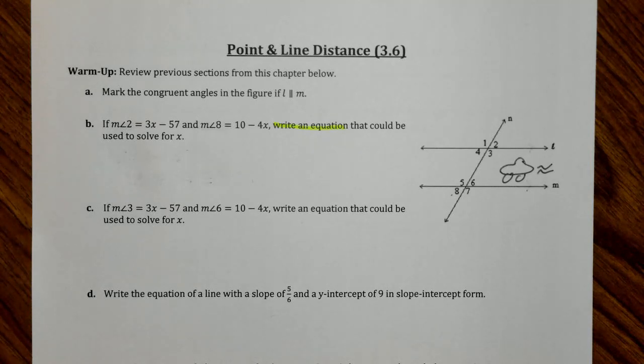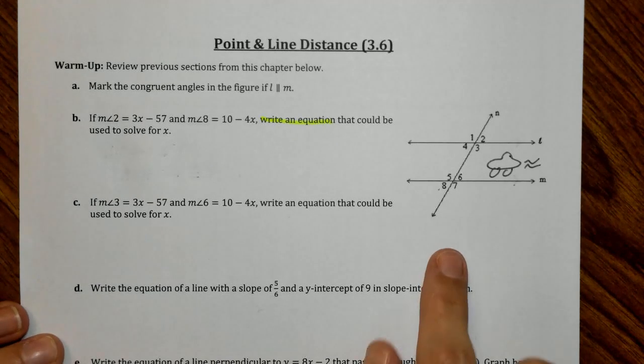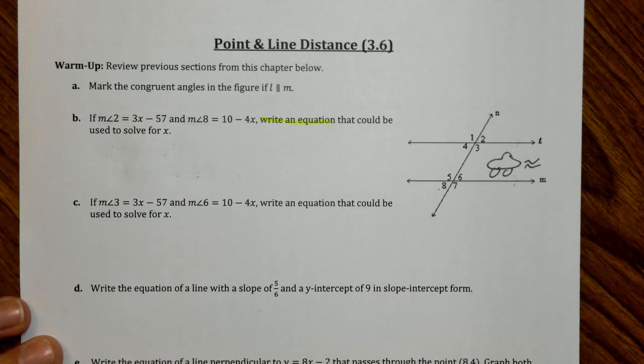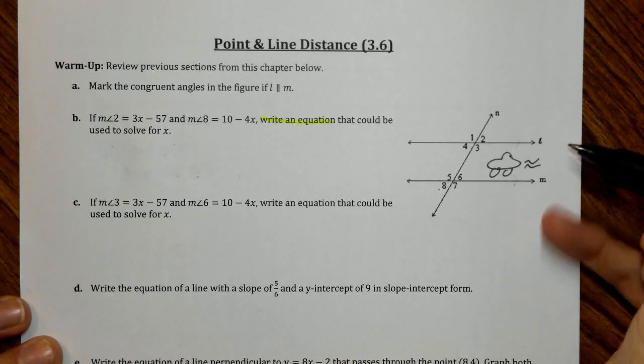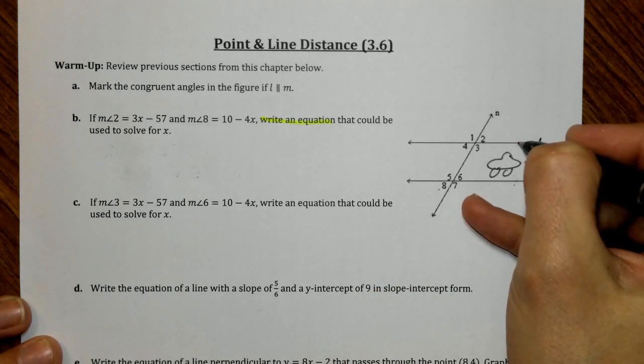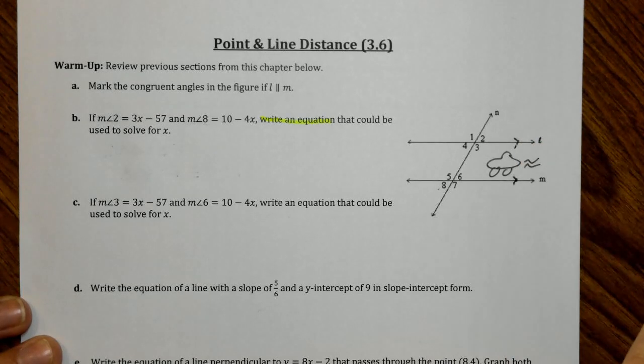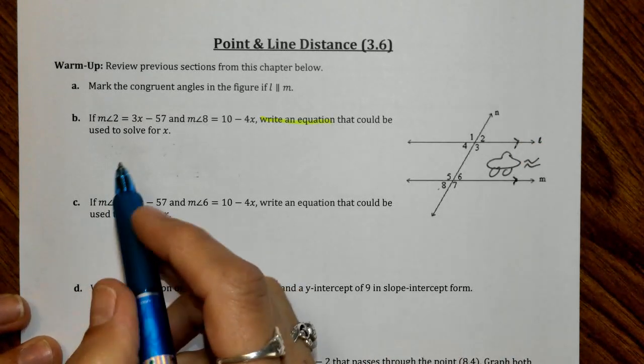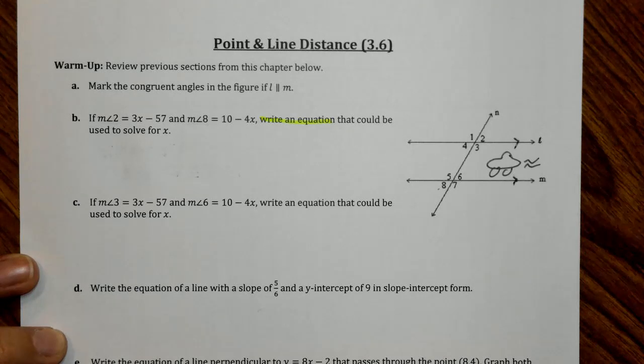Okay, the first thing we're going to do, for this warm-up on this diagram, is mark the congruent angles, assuming that line L is parallel to line M. So let's go ahead and put our parallel markings here. Looking here, we want to look at all of our different congruent angles.